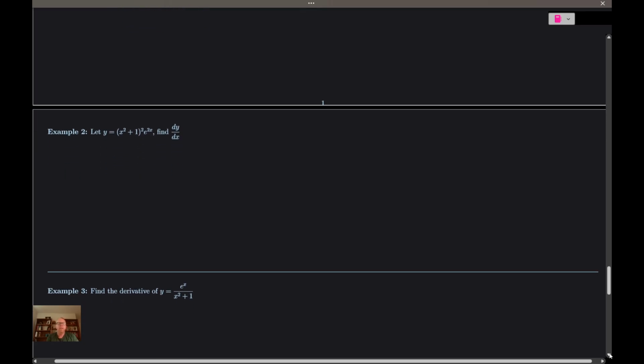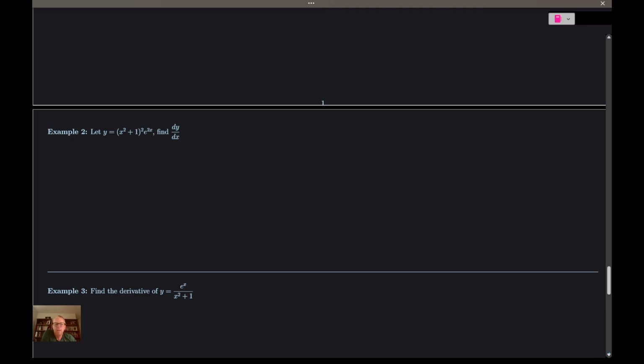All right, here we have a product. So we have (x squared plus 1) squared, which we'll actually have to use the chain rule for, times e to the 2x, which technically we have to use the chain rule for that too. So maybe let's get in the habit of writing our u and our v. So we take the derivative of u, we're using the chain rule. So 2 times (x squared plus 1) times the derivative of x squared plus 1, which is 2x. And so that'll give us 4x times (x squared plus 1).